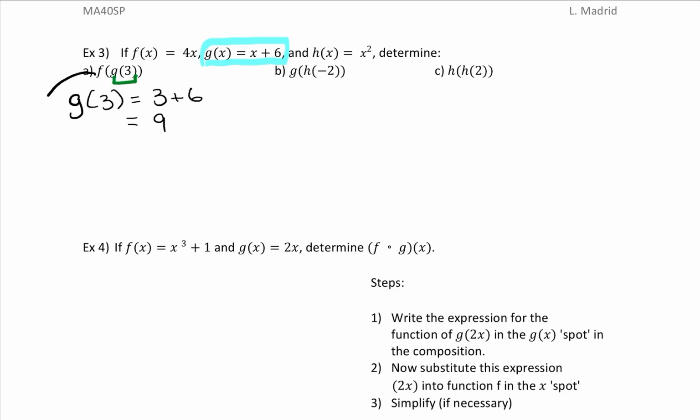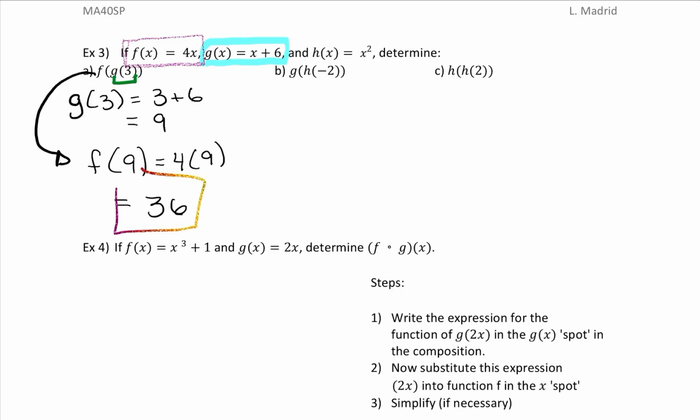So now I'm going to rewrite the original question, but instead of f of g of 3, I now know the answer for g of 3 is 9, so I'm just going to change it to f of 9. Now I'm going to be using the f of x function, which is in purple here. So f of 9 just means in f of x equals 4x, you're going to change it to 4 times 9, and you're going to get an answer of 36. Okay.